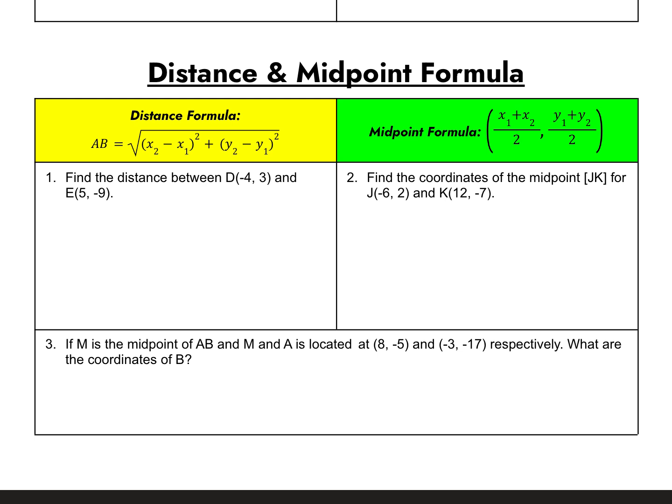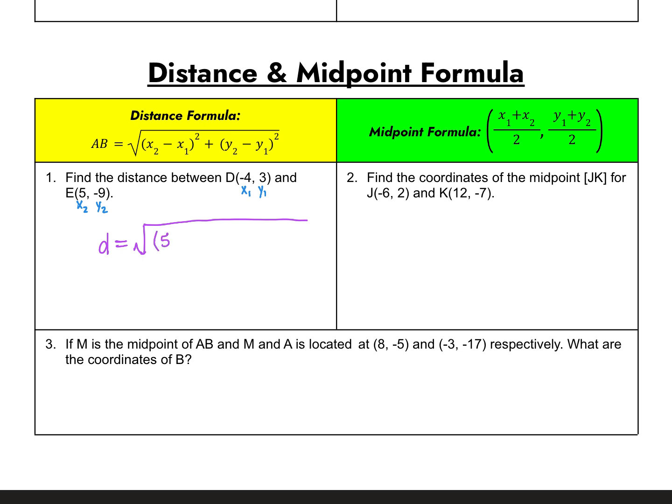Now, when you do this, I strongly suggest, especially if you have a hard time paying attention to detail, that you label your points like we do when we do slope: X1, Y1, X2, Y2. So now we know that the distance is going to be, and I'm going to say D equals because that's the distance. If you want to write DE, that's the same because that means just the distance from D to E.